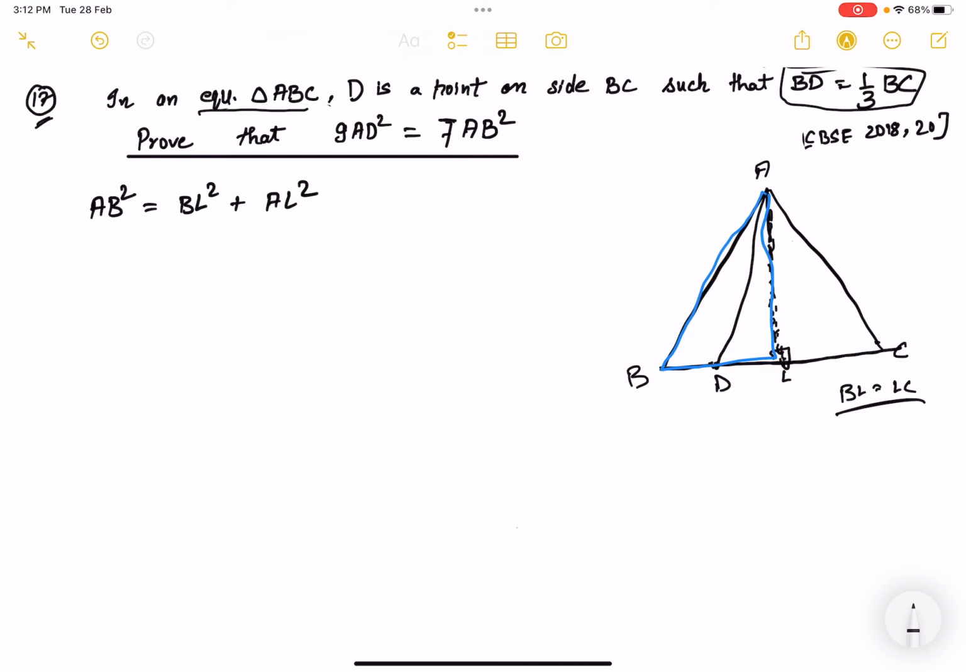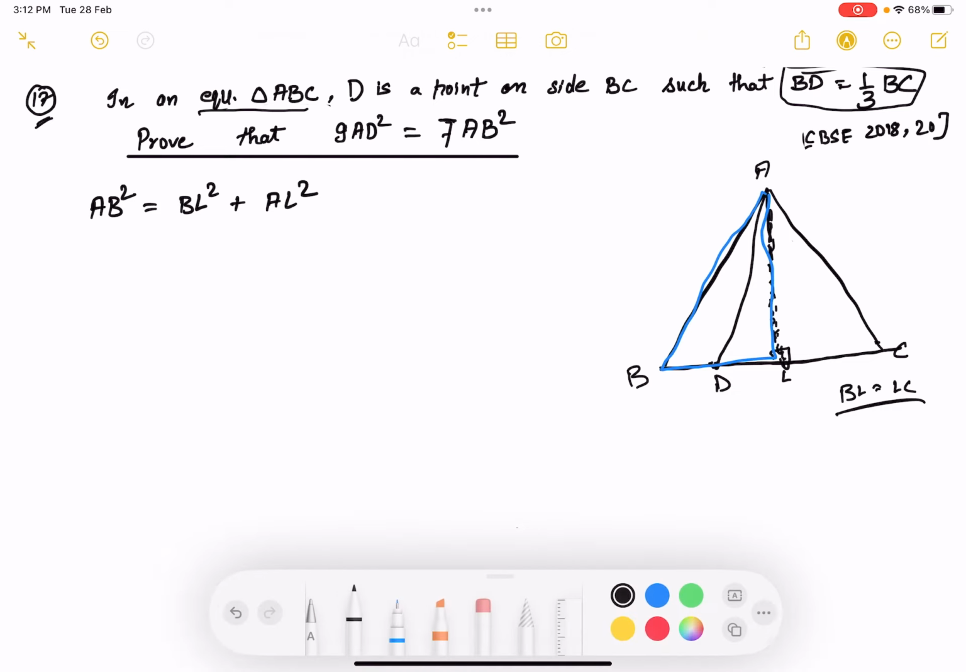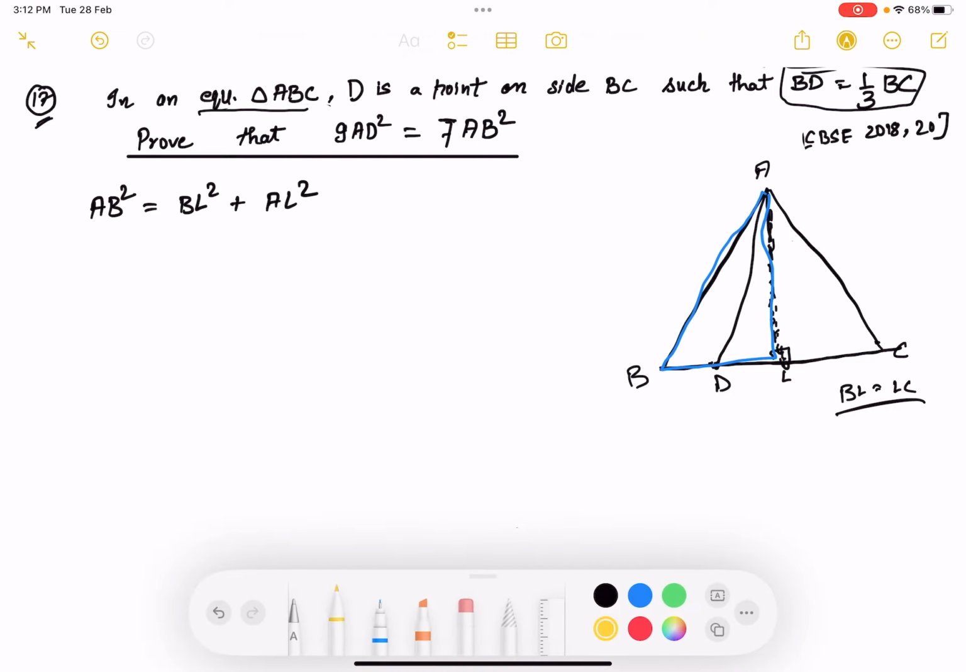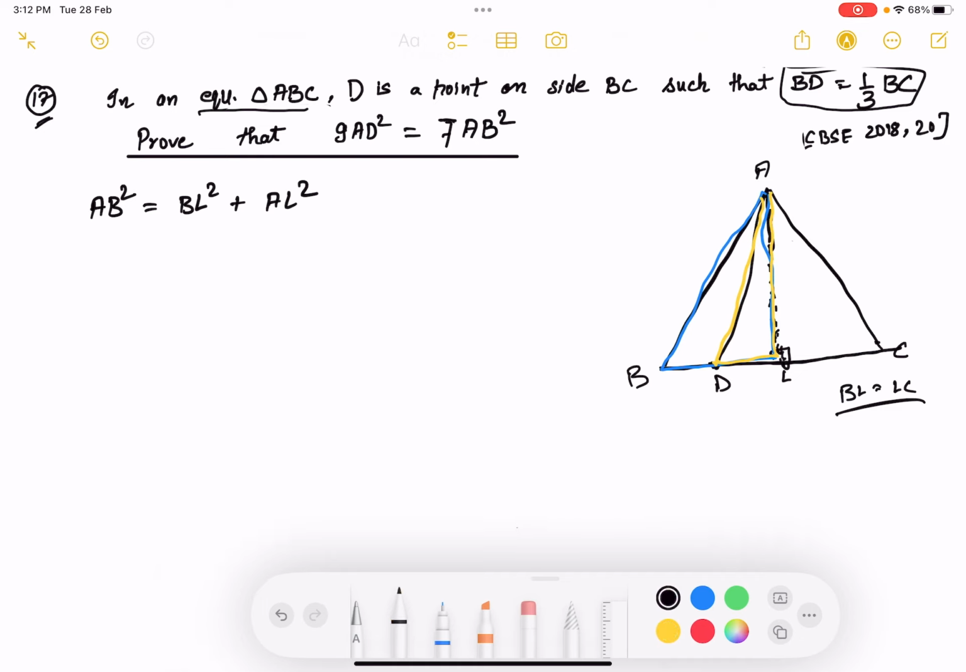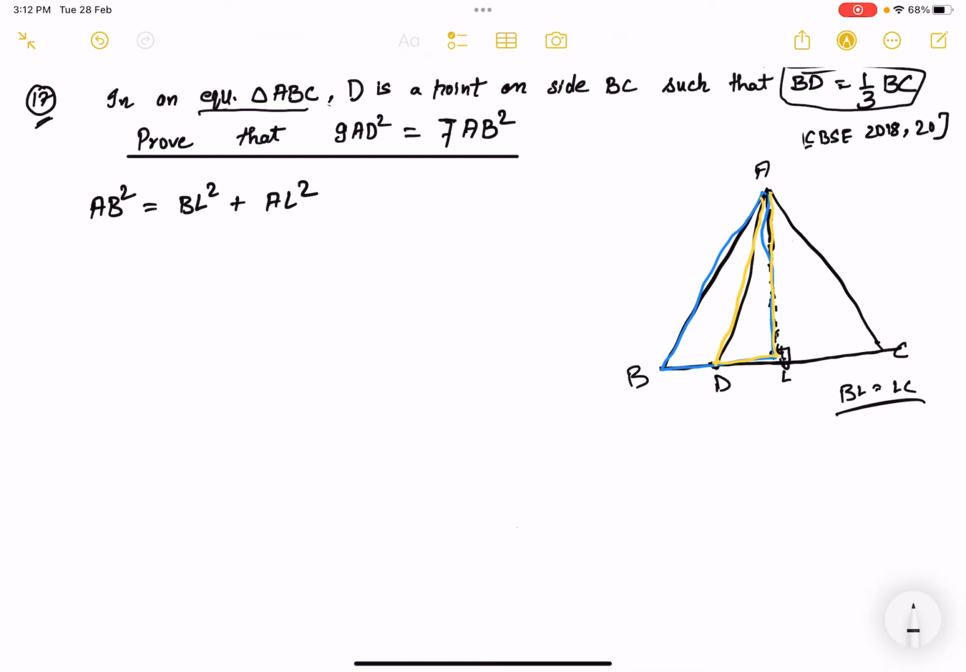and then take the another triangle. Let's take this triangle ADL. In this triangle we have again AD square is equal to DL square plus AL square. So let this be equation 1 and this be equation number 2.